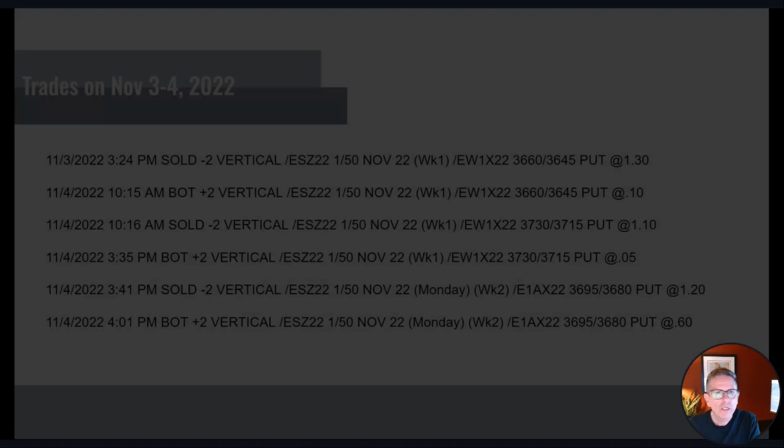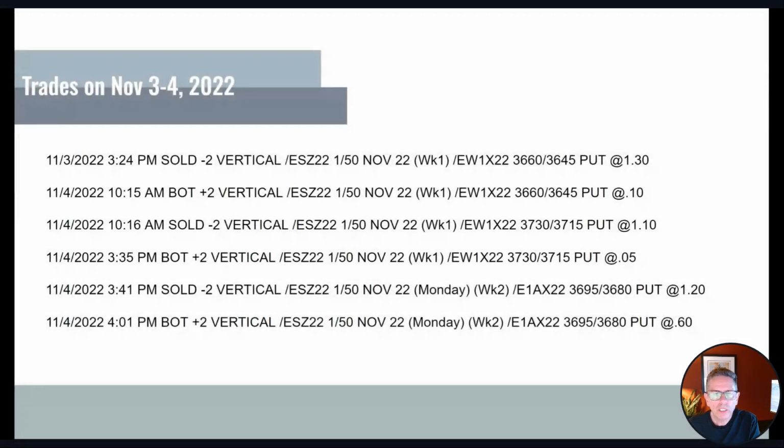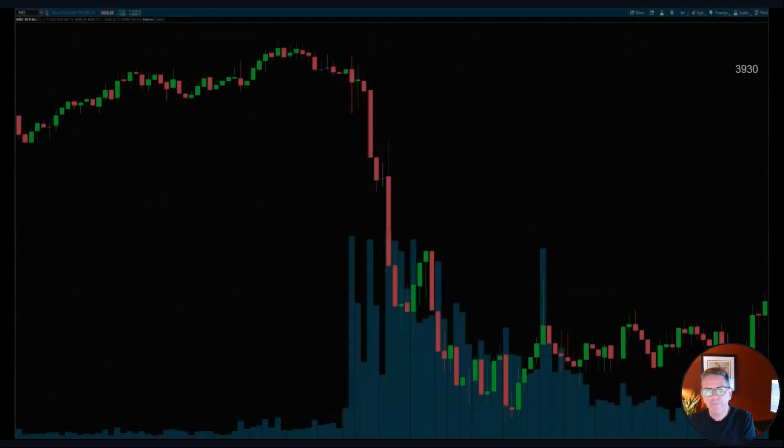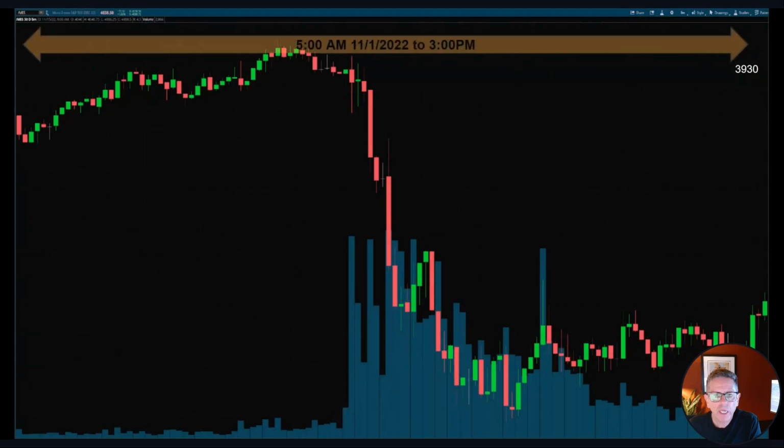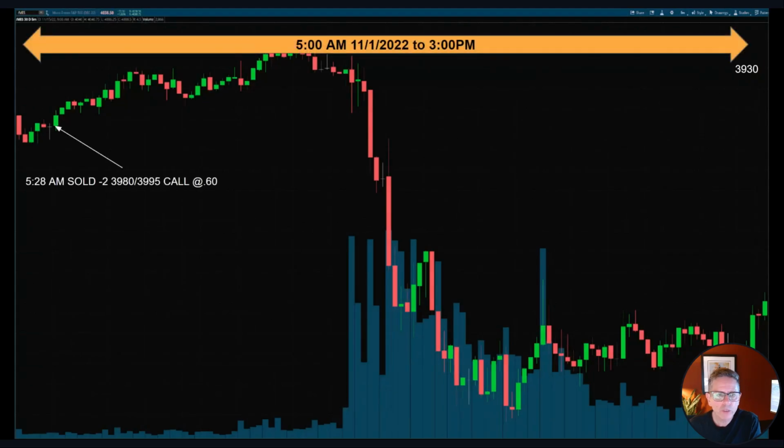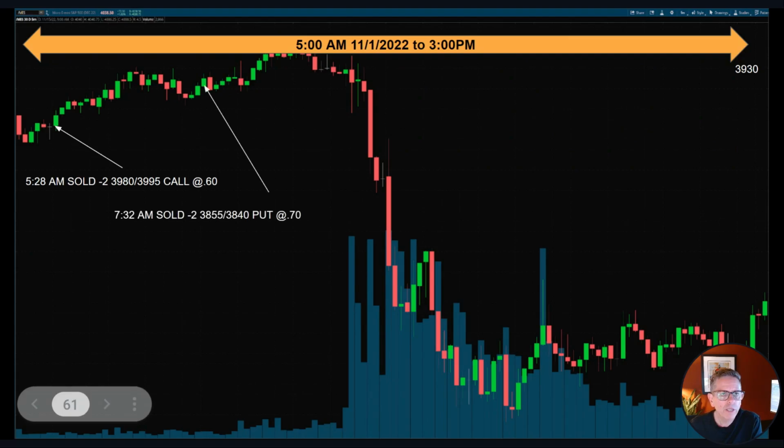All right, so let's go through these trades. This was a while back, okay, and show you how this works. So in this case I had two contracts. Again, these are 15 wide, and I put on 60 cents, and this one was 70 cents. So this is a very bad trade.